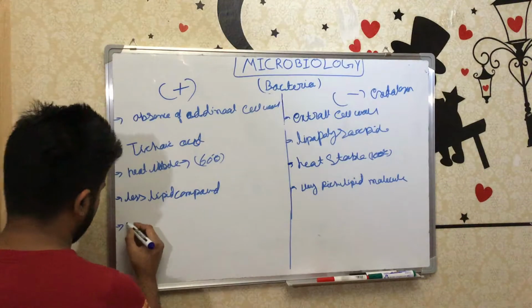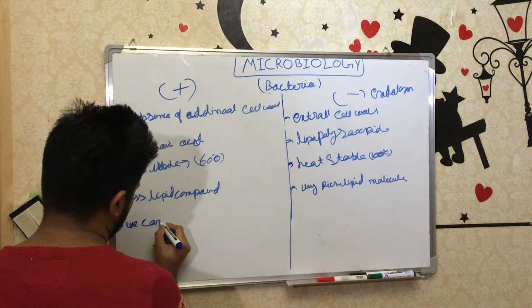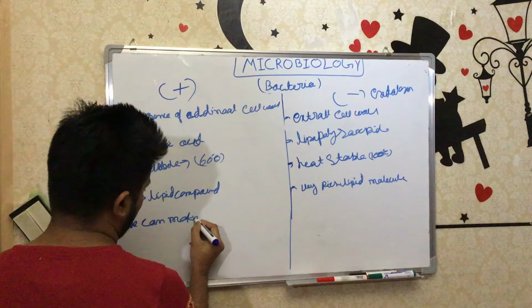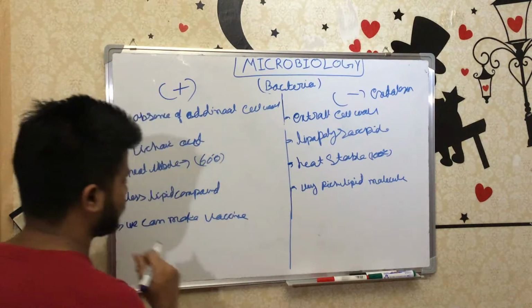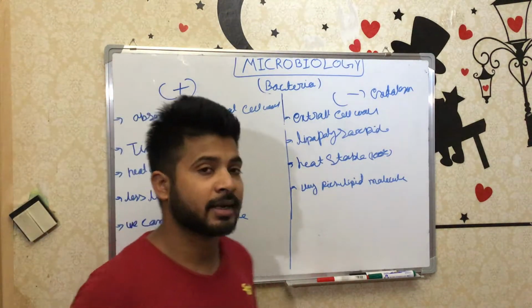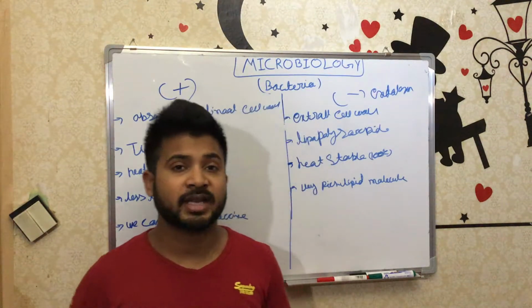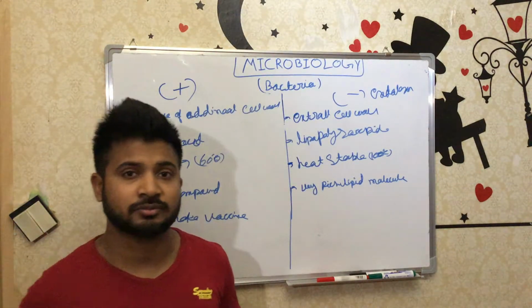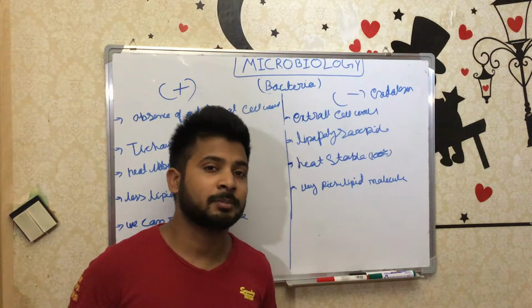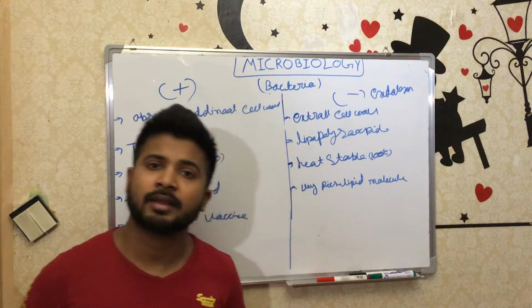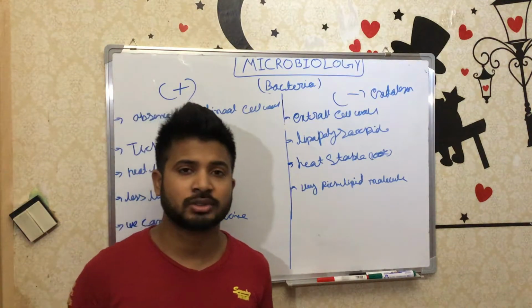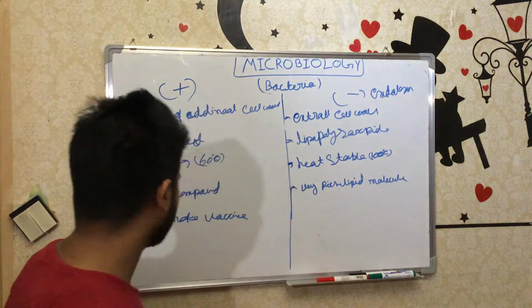So we can make vaccine for the gram positive bacteria. For example, Clostridium tetani, that is a gram positive bacteria, and as we know we have the anti-tetanus vaccine. Corynebacterium diphtheriae, BCG, we have vaccines because they are all gram positive bacteria and they release exotoxin. That's why we can make the vaccine.